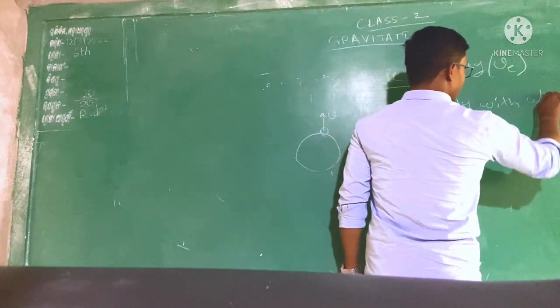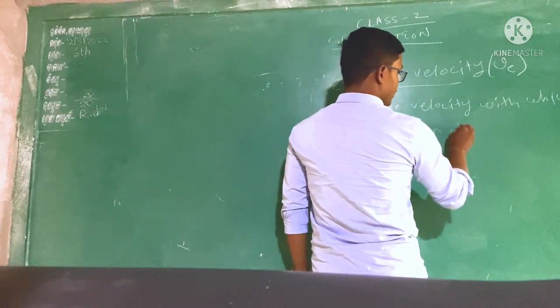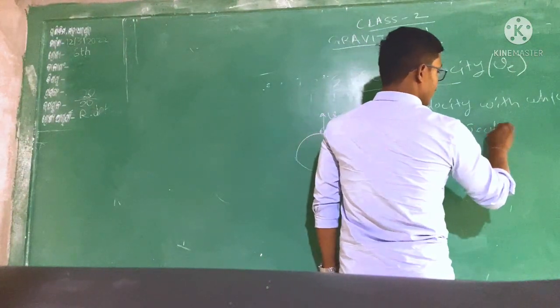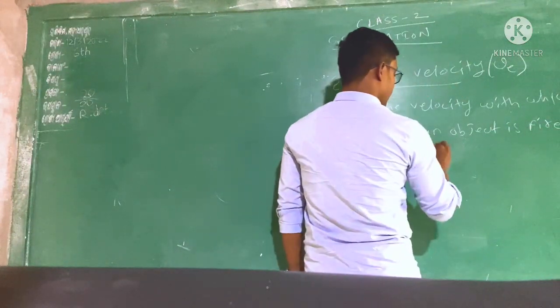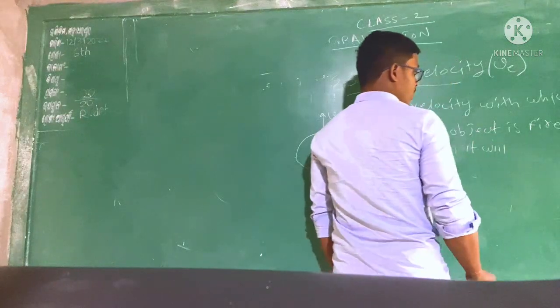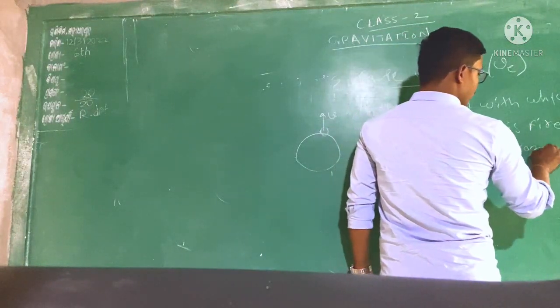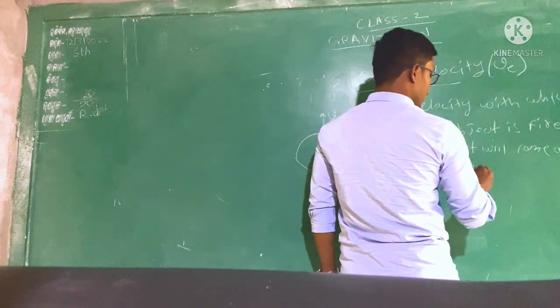With which, if an object is fired, then it will come out from the gravitational pull of Earth.